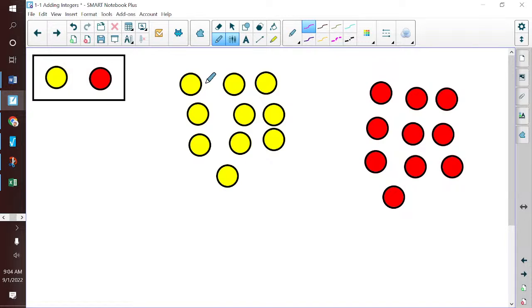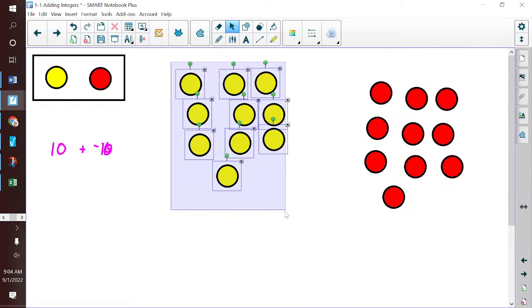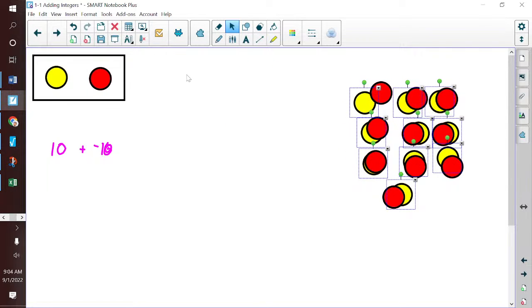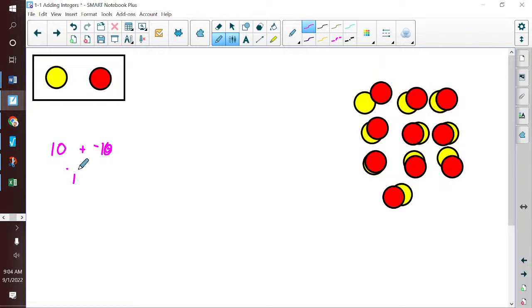In this case, we have +10 and -10. And so if we bring those together, we can see that all the yellow chips have a matching partner with the red chips. So that means that we have different signs, and they wind up being 0 as a sum.